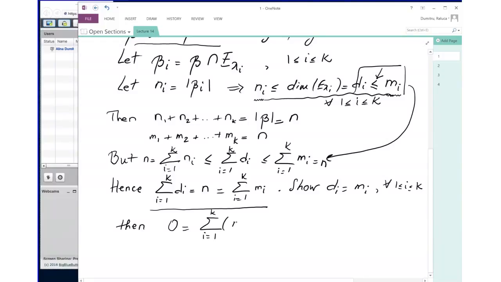But I can group them like this. Subtract the sum on the left from the sum on the right, you get 0. And it is a sum of k numbers, each of the k numbers being greater than or equal to 0, because d_i is less than or equal to m_i. So how can the sum of k non-negative numbers be 0 unless each of them is 0?